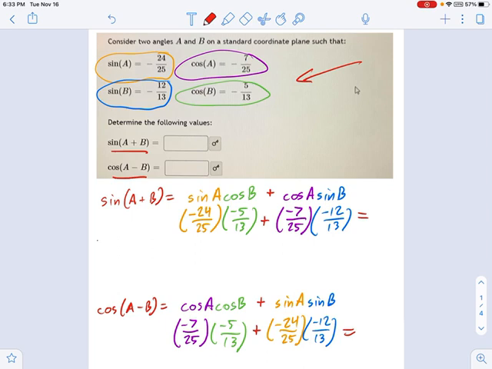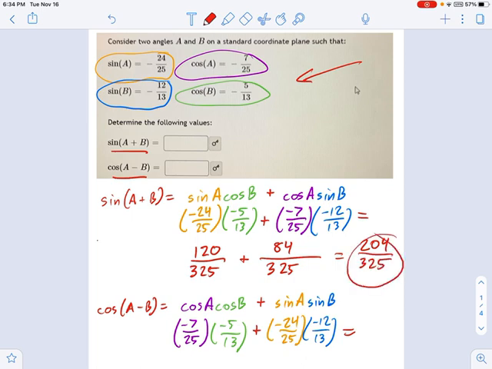So, negative 24 times negative 5. You know, math, 120. So that's 120 over 400, 300, 325, I think. There we go. 120 over 325 plus something else over 325. Okay, 7 times 12, 70, 84, I think. Okay, so this one equals 204 over 325. And that's as far as you need to go.